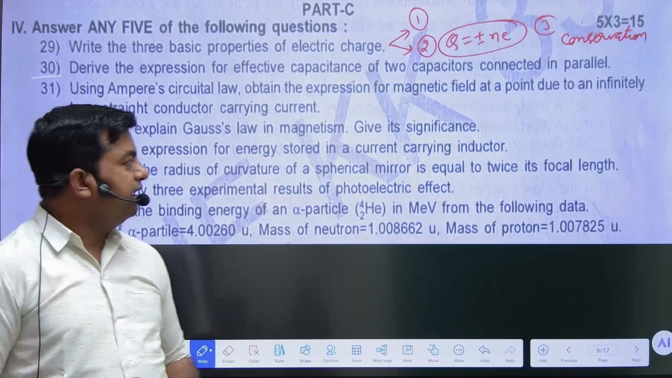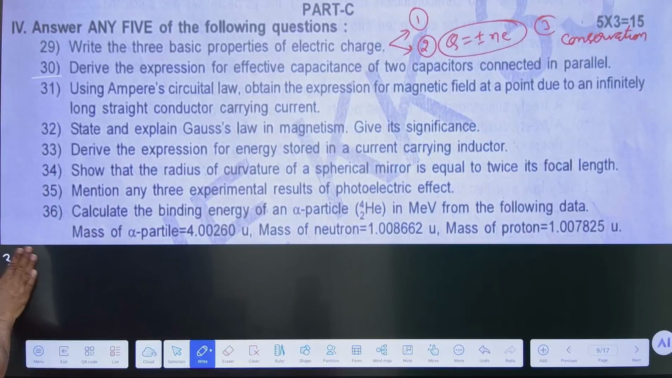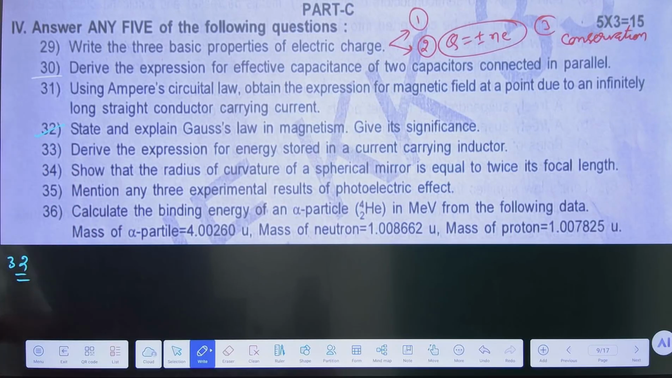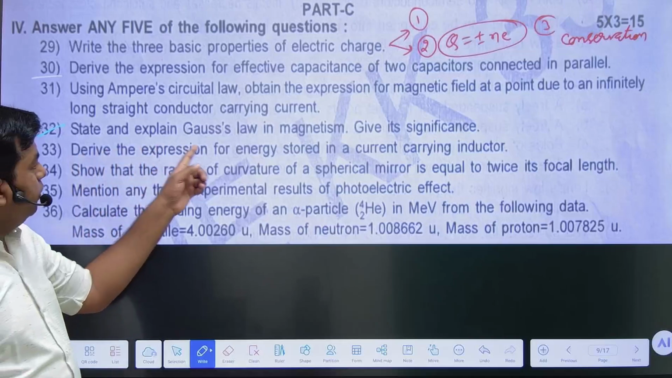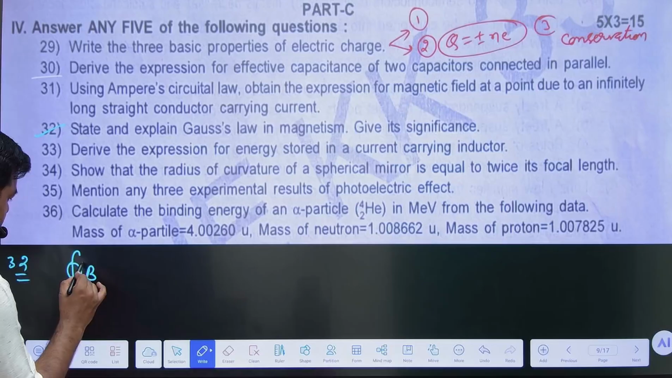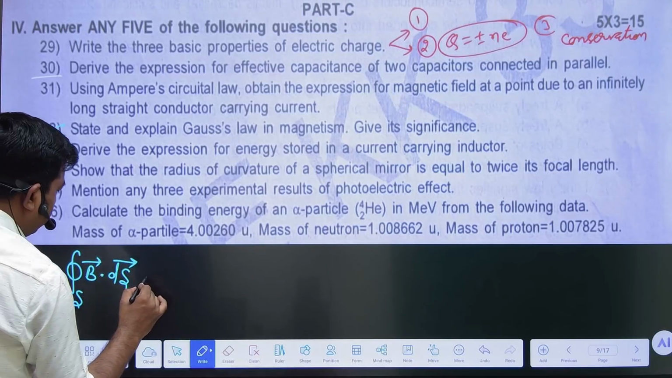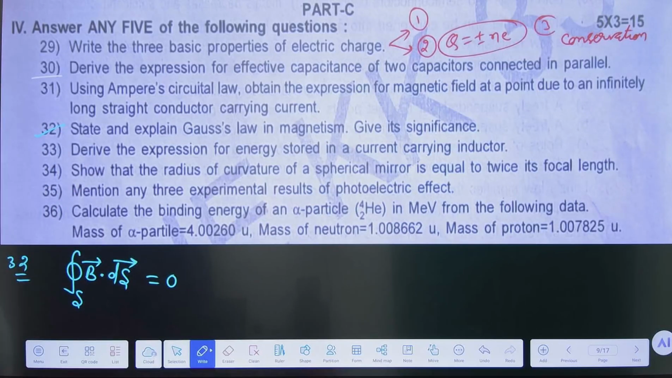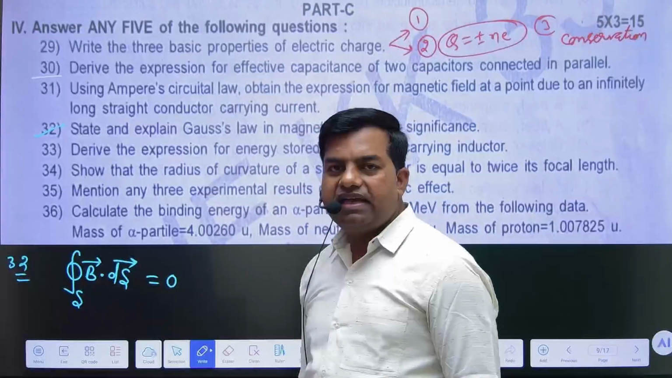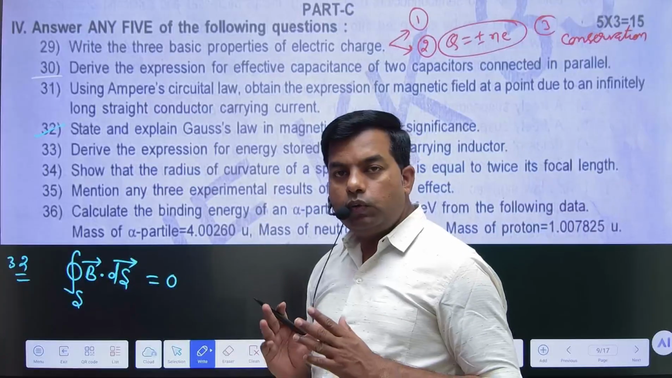Question number 32: state and explain Gauss law in magnetism and give its significance. Gauss law in magnetism states that the surface integration of magnetic field over a closed magnetic surface is always equal to 0. According to this law, the surface integration of magnetic field in a closed magnetic surface is always equal to 0.